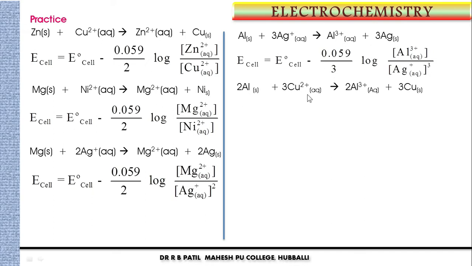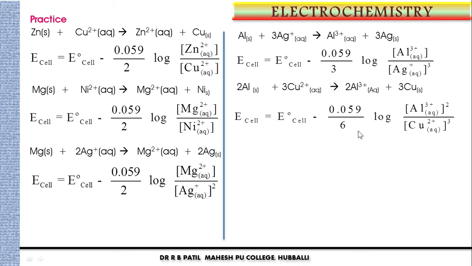Similarly, aluminum is oxidized to Al3 plus, copper is reduced to Cu. We balanced that equation already. One aluminum gives 3 electrons, another aluminum gives 3 electrons. Total number of electrons here, students, that is equal to 6. So hence this is 6. Log product ion is Al3 plus, but number of moles are 2, and number of reactant ions are 3, Cu2 plus to the power 3.